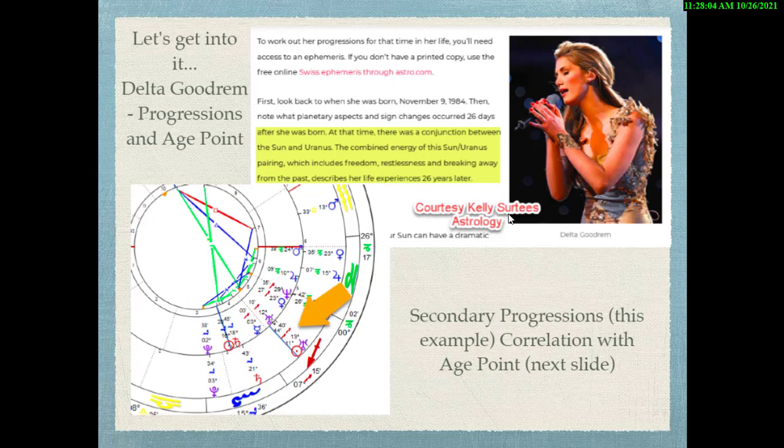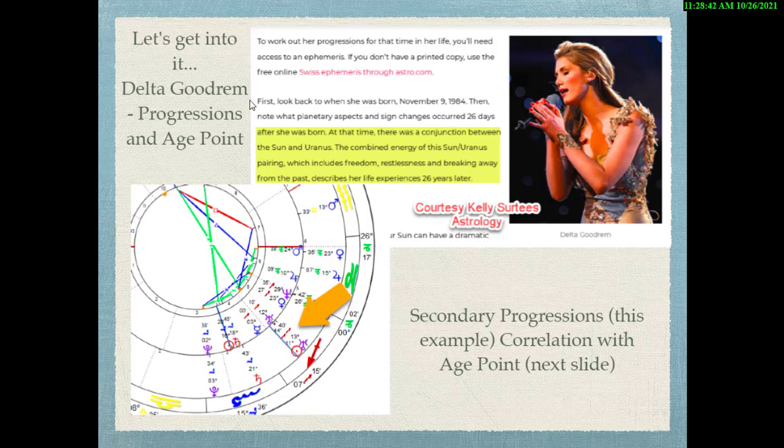This is an example, and I have to give credit to Kelly Surtees Astrology, who I noticed did a really great job of showcasing some basics of using secondary progressions. And I thought, well, to really showcase that the H point system works, it should relate with other timing systems, right? I mean, we should be able to see it in action with secondary progressions. And it works out extremely well for Delta Goodrem in using the age point system and progressions. So I'm going to walk through a little bit of that. And thank you, Kelly Surtees, for showcasing this.